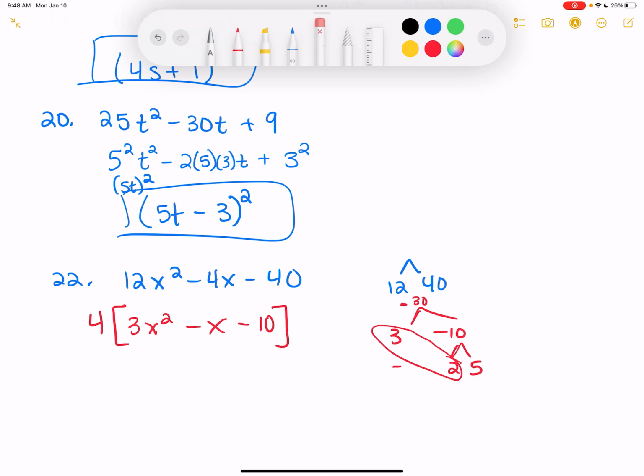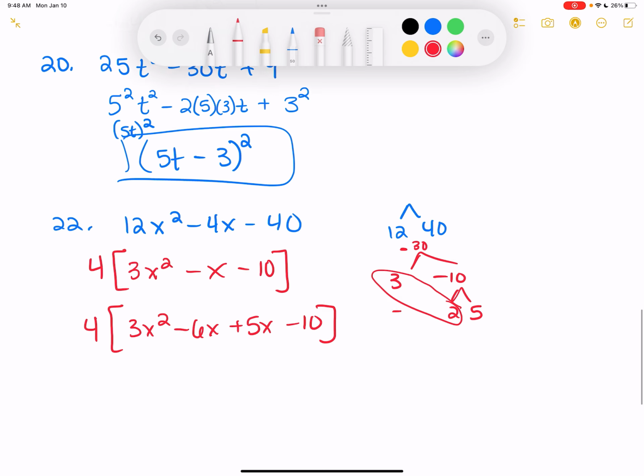The biggest problem, once you have pulled something out, is that a lot of people will forget the 4. The 4 is not gone. It's still attached. That's why I do the brackets with it. So 3x squared minus 6x plus 5x minus 10. I'm not going to lose the 4, so I'm going to keep bringing it down.